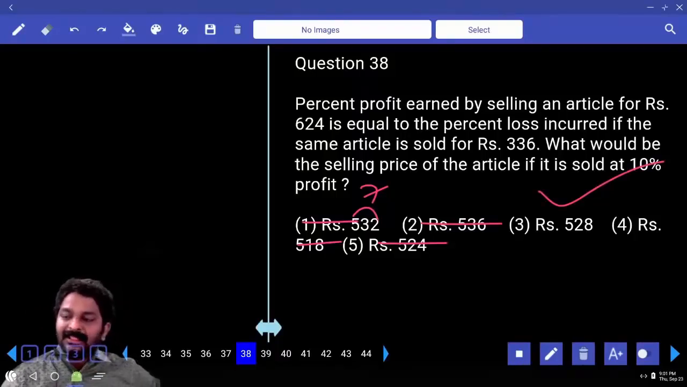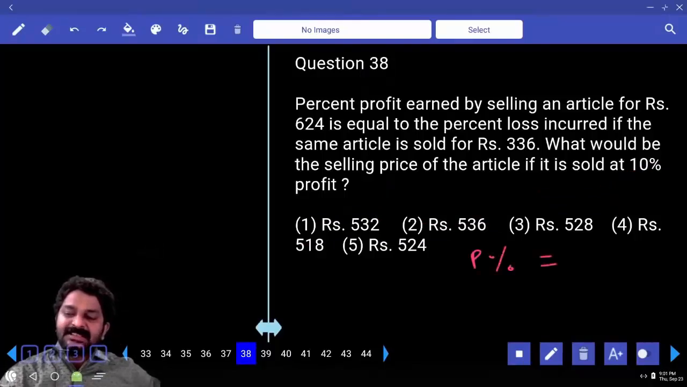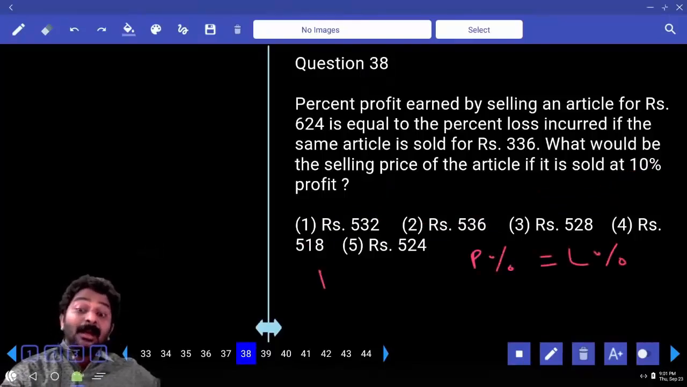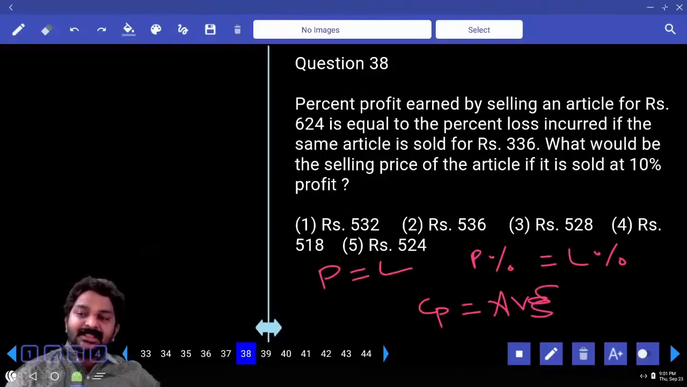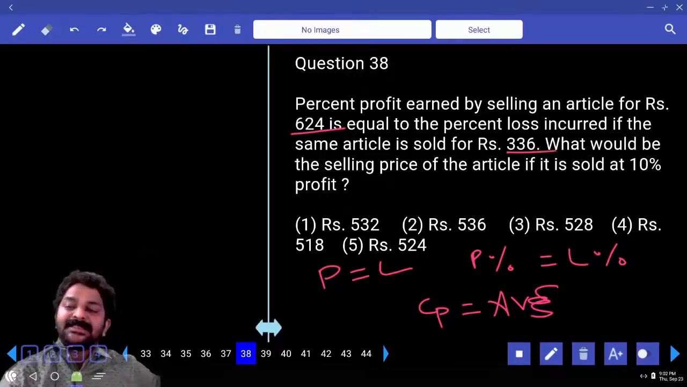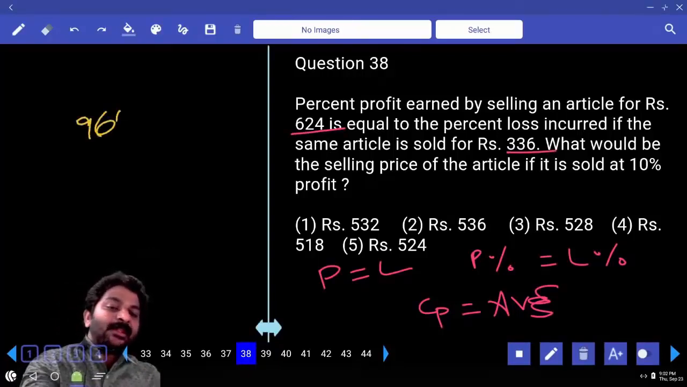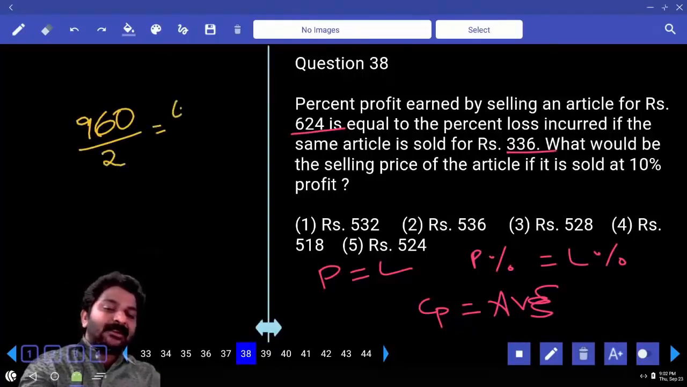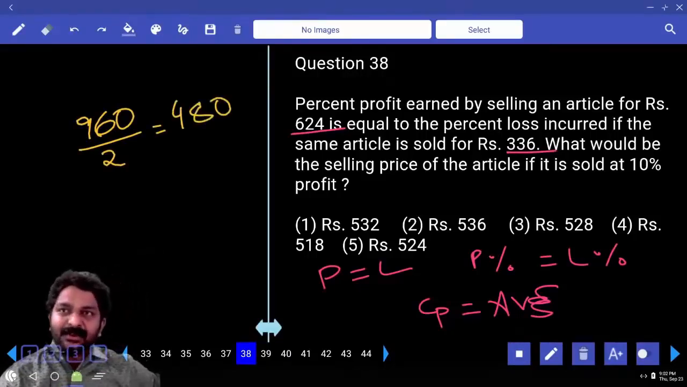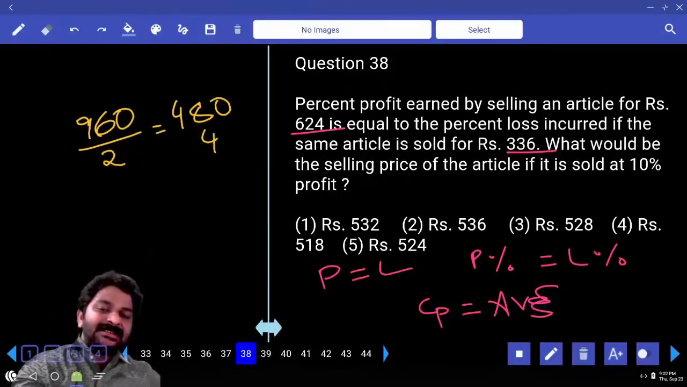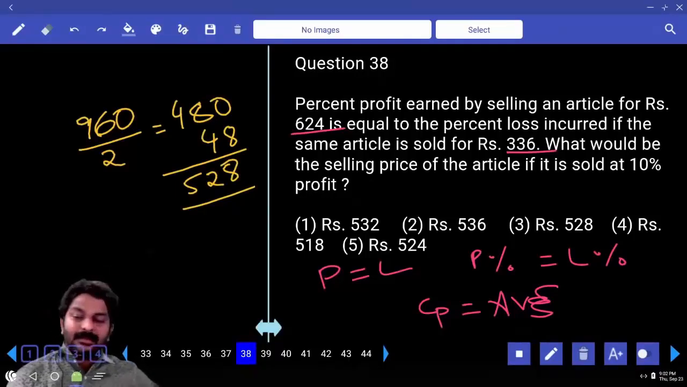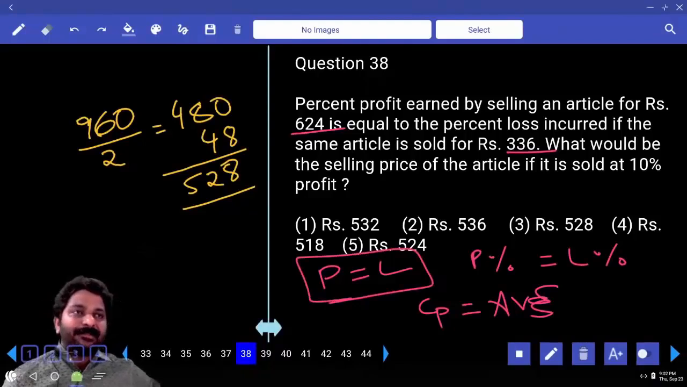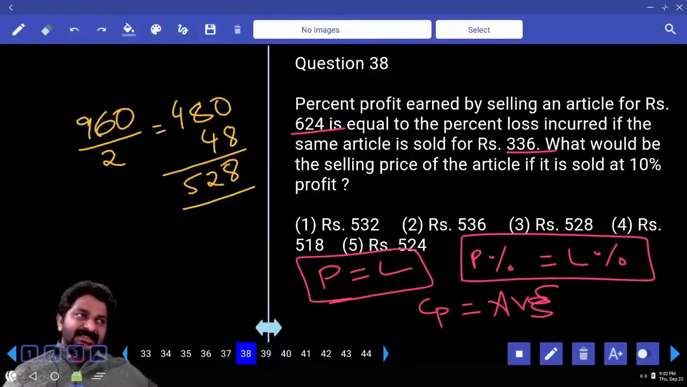Is it clear? Otherwise, whenever it is given that profit percentage is equal to loss percentage, or profit is equal to loss, how do you calculate cost price? Average. You should remember that. 624 plus 336 is equal to 960. Average by 2, that is 480. So cost price is 480, and we are expecting 10% profit, that is 48. Then selling price is equal to 528. This condition is important. Whenever you are given profit is equal to loss or profit percentage is equal to loss percentage, then cost price is the direct average.